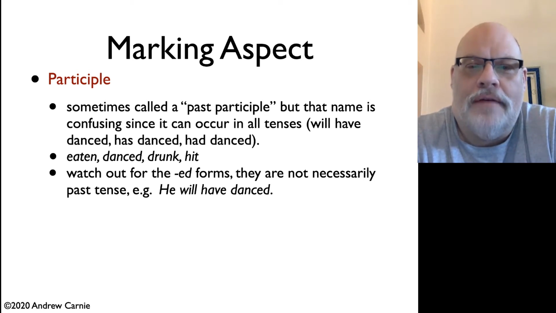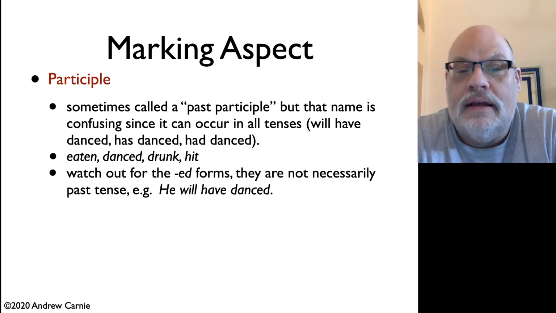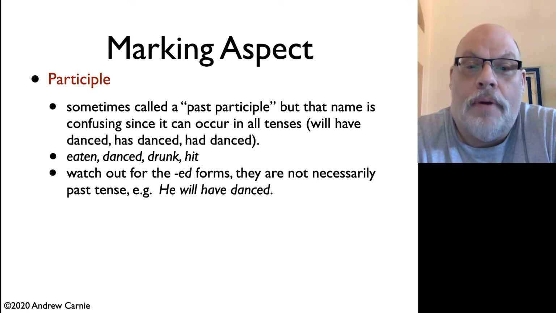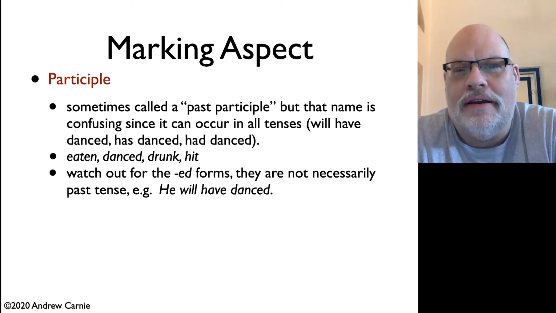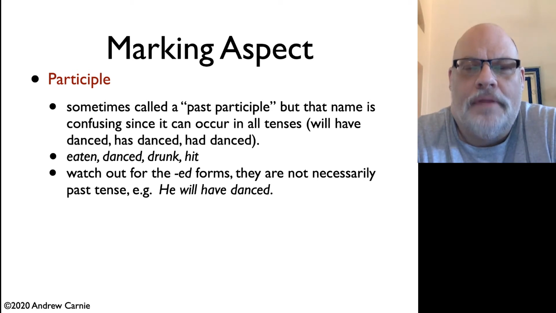The definitions you may have used in school, unfortunately, are very confusing because they seem to mix up tense and aspect. So you may have heard of things called the past participle. This is forms of the verb like he has eaten, danced, drunk, and hit. Those are all forms that are participles. They're called past participles, I think, because they're trying to indicate the completive portion of the perfect aspect. But the problem is that they're not always in the past tense.